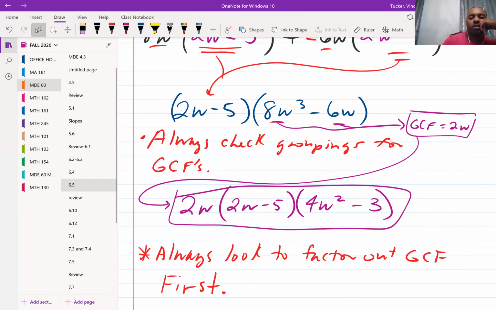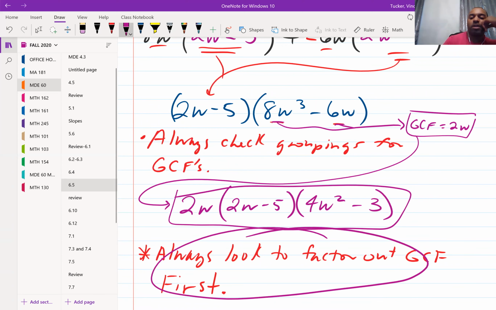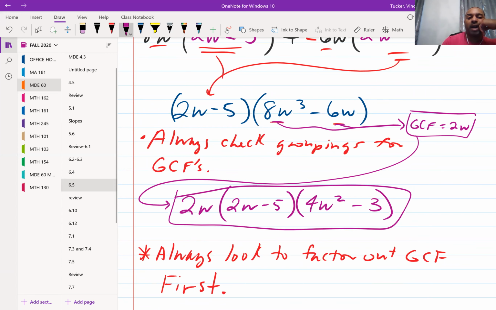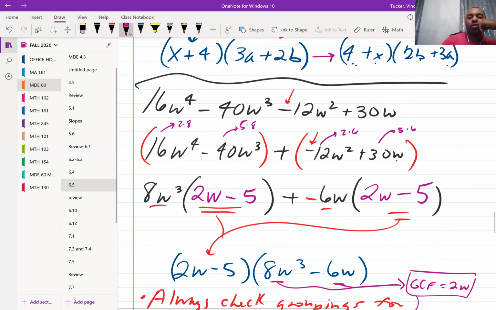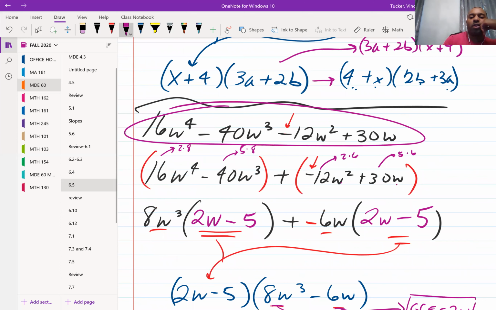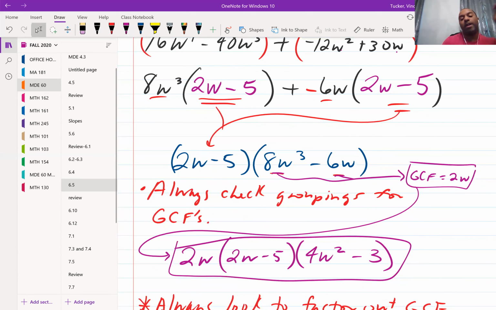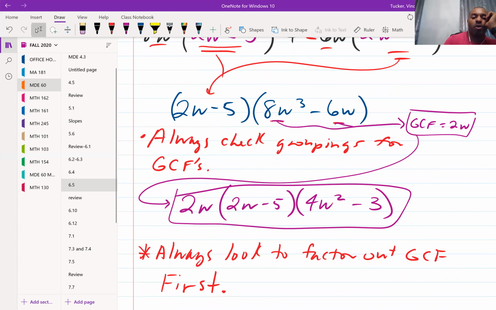So one thing we're going to lean on moving forward is to always look for the GCF first, because we actually could have pulled that 2W out right here. So notice all of them are even, all of them have a W. We actually could have pulled the 2W out first, and we wouldn't have to worry about it at the end. And that's what we're going to focus on moving forward. Always look to pull out the GCF first.